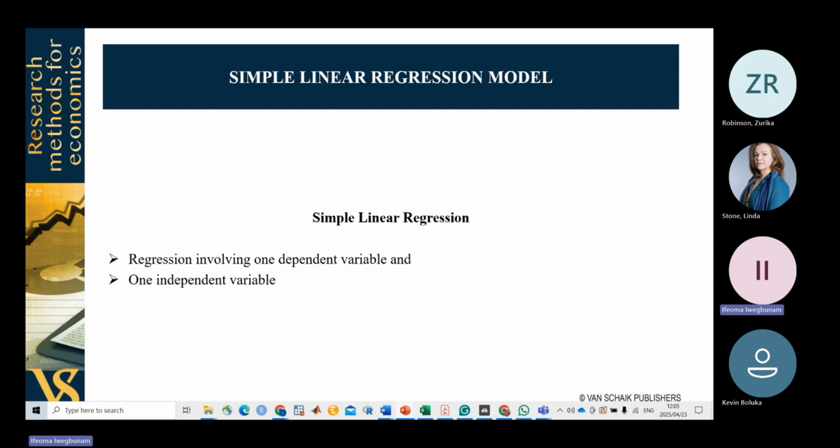Also, in time series analysis, there is simple linear regression. This simply implies that we have one independent variable and one dependent variable, whereby maybe we check the effects of the independent variable on the dependent variable.